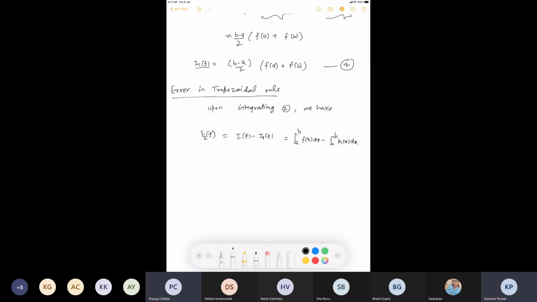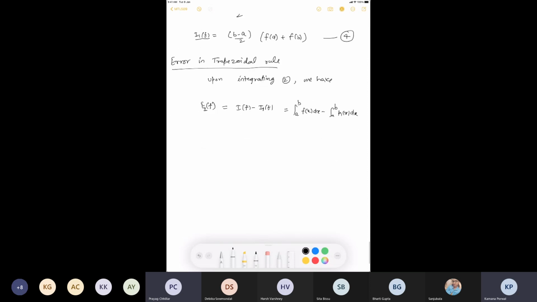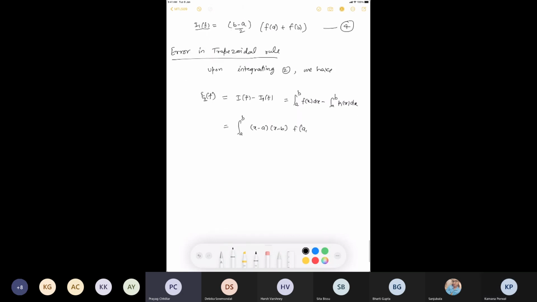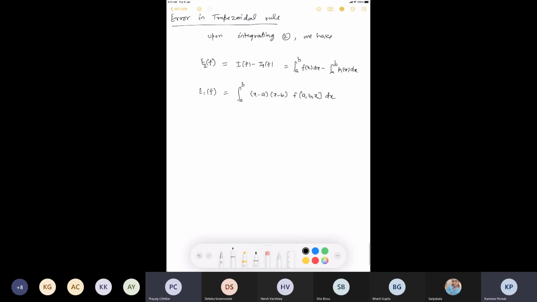Now using (2), we already know what this is. So this is going to be the integral of (x minus a)(x minus b) times the divided difference of f with the arguments a, b, and x. So this is what we got as E1f. We want to further simplify this expression, so I'm going to use the integral mean value theorem here.